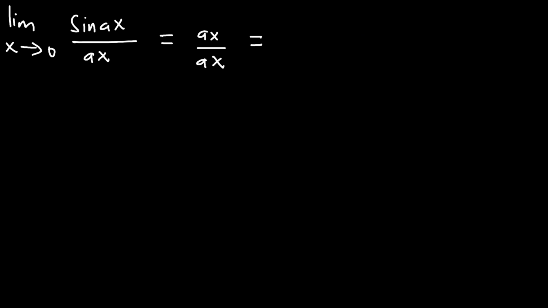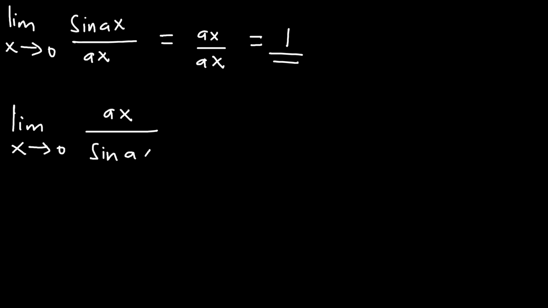In this video, we shall see how to solve limits of trigonometric functions. Whenever you have, let's say, the limit as x approaches 0 of sine ax divided by ax, in this case, all you have to do is divide this by this. Therefore, this will be equal to ax divided by ax, which will be equal to 1. In the same way, if you have, let's say, the limit as x approaches 0 of ax divided by sine ax, this will be equal to 1.